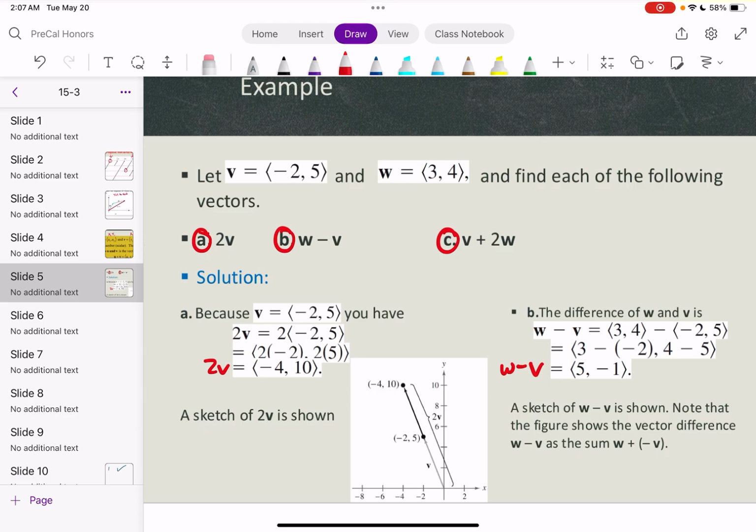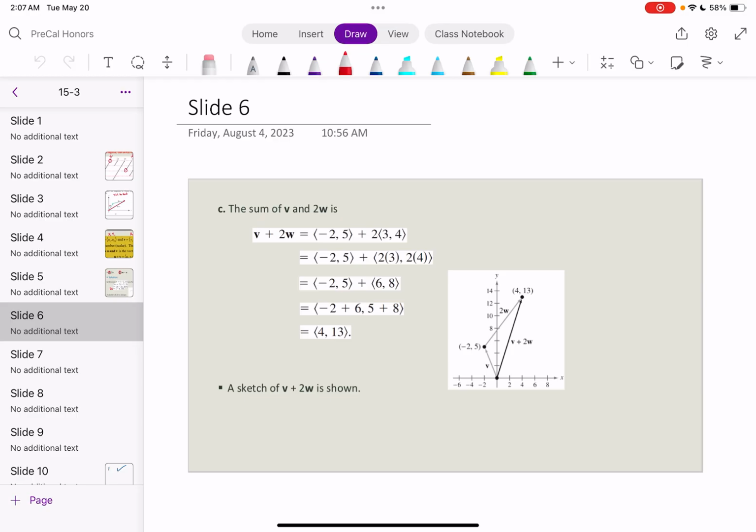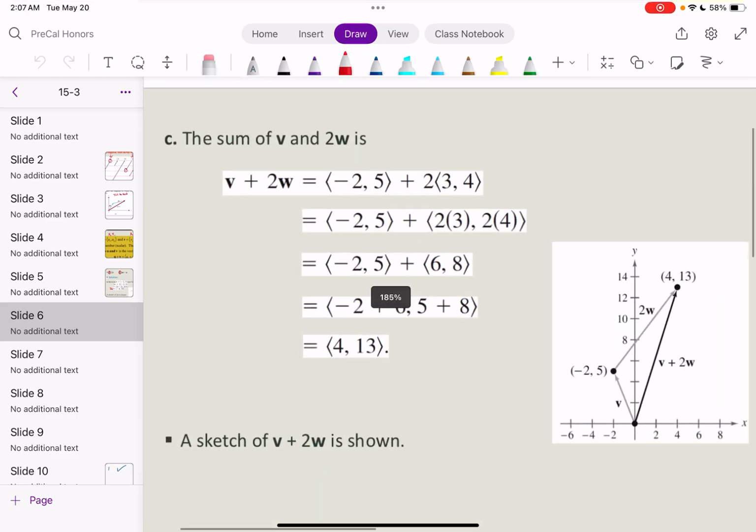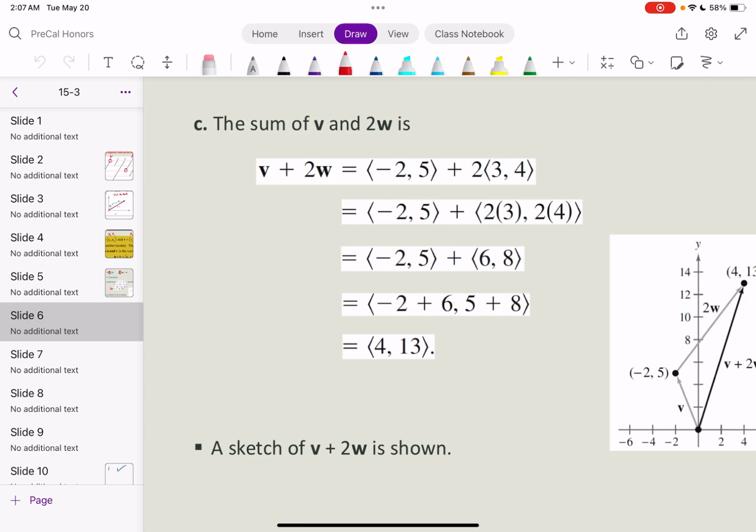As we take a look at slide 6, we cover our last sample problem, which in this case was v plus 2w. Now we do want to do our order of operations, where we are distributing 2 to 3 and 2 to the 4. That would leave us with 6, 8. We are then going to add -2 and 6 to give us a positive 4. And we're going to add 5 and 8 to leave us with 13.